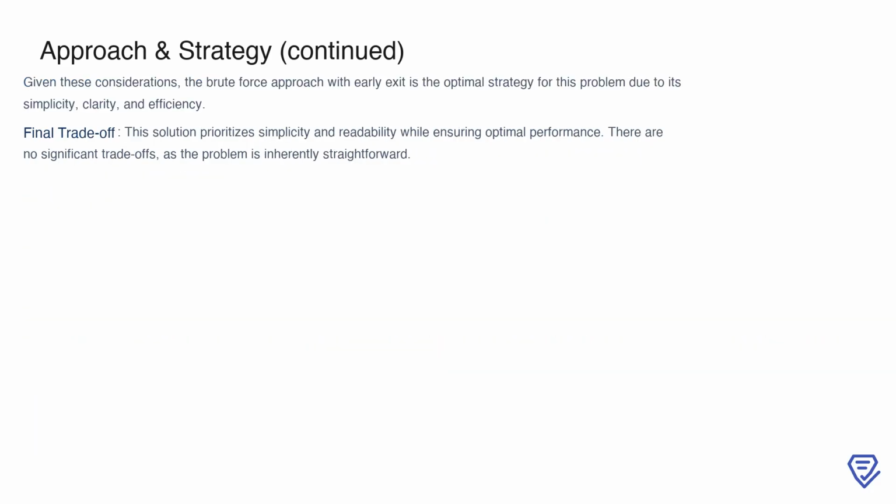Given these insights, the brute force approach with an emphasis on early exit stands out as the optimal strategy for this problem. Its simplicity ensures that the solution is easy to understand and implement, while its efficiency guarantees that the task is completed in minimal time. This method avoids unnecessary complexity, as the problem itself is already straightforward. The final trade-off here is clear: we prioritize clarity and readability without sacrificing performance. Since the problem doesn't demand advanced computations or elaborate data structures, there are no significant trade-offs to consider. Overall, this approach is a perfect match for the problem, achieving an optimal balance of simplicity, efficiency, and clarity.